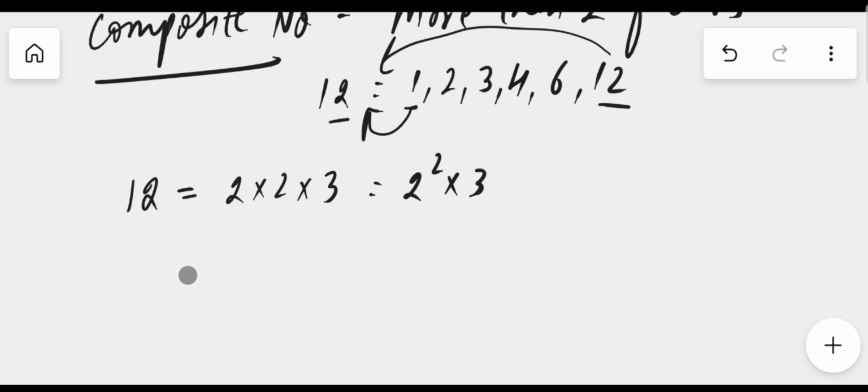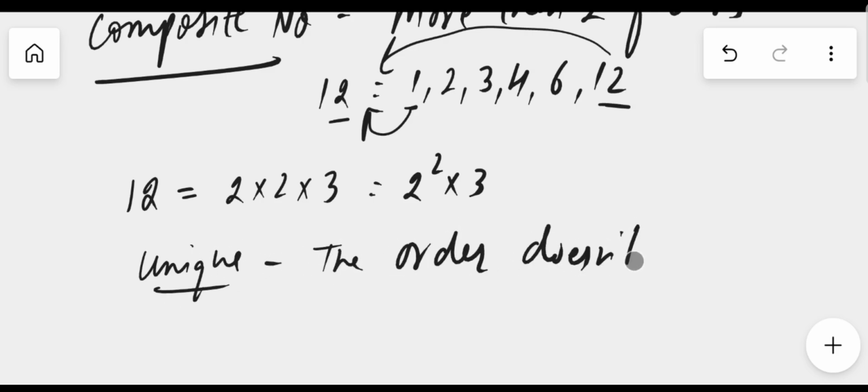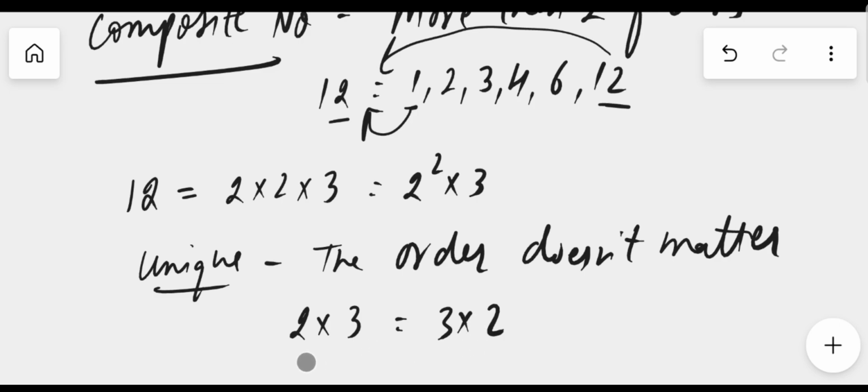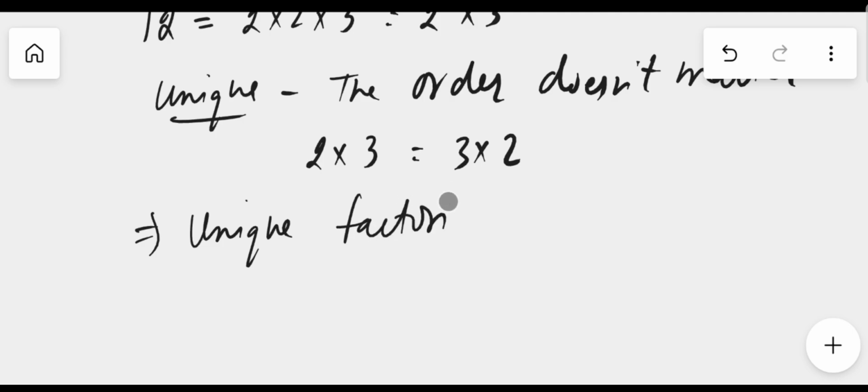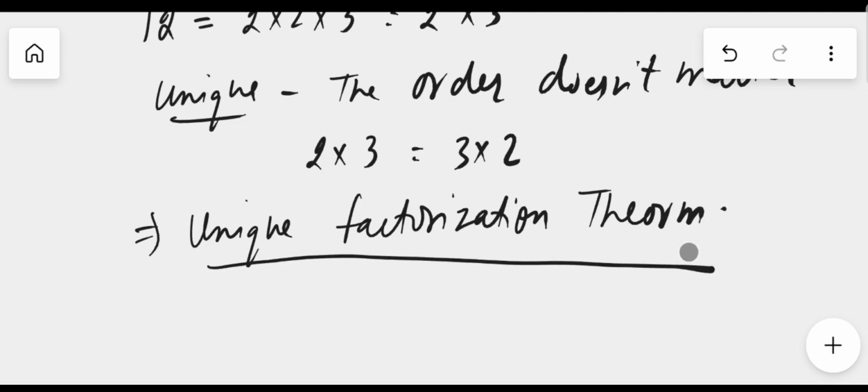Now suppose the order does not matter. What is the meaning of unique? Unique means the order doesn't matter, like 2 into 3 is the same as 3 into 2. But the set of primes is unique to that number. That's why this theorem is also known as the unique factorization theorem. I hope you now know why we call it the unique factorization theorem. So the fundamental theorem of arithmetic is also known as the unique factorization theorem.